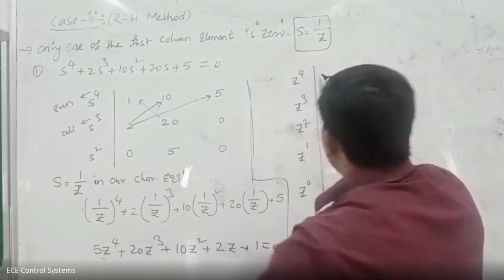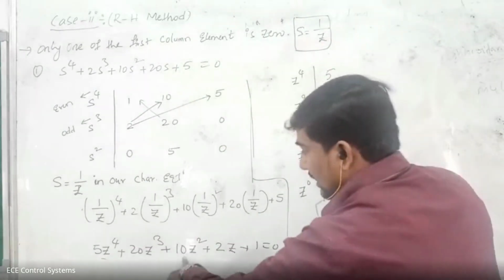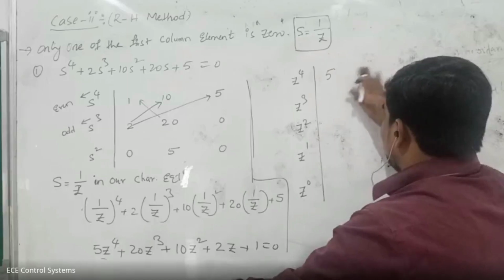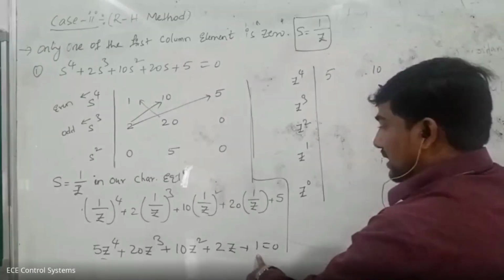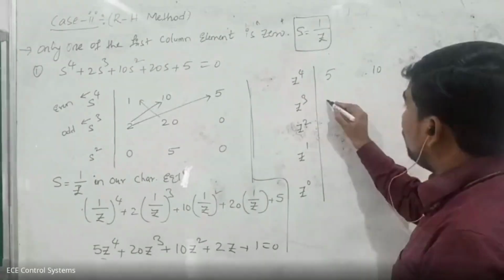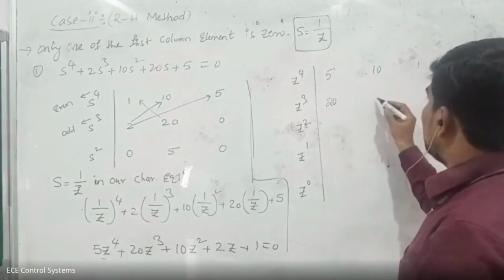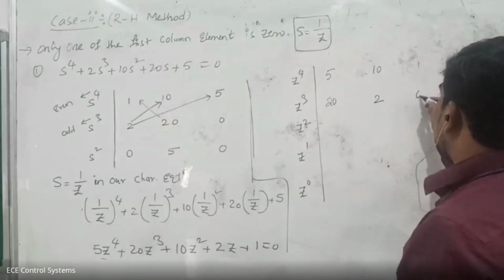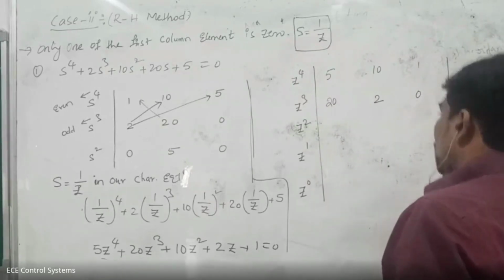What is the coefficient of z power 4? That is 5. The next one is 10, the next one is 10, and the next one is 1. Now, what is the z power 3 coefficient? 20. Next one 2, then the next one 0. Okay, this is a new array.